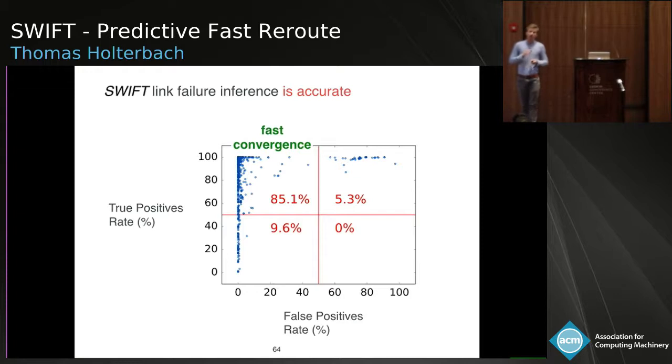And then on the top left corner, we have all the cases where Swift works well, where we do have a fast convergence thanks to Swift. And here we have 85% of the cases in that corner, which indicates that overall, the accuracy is pretty good.